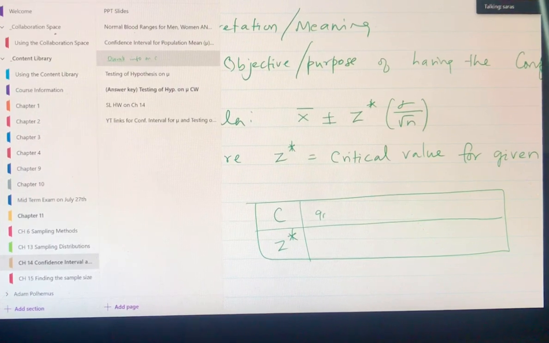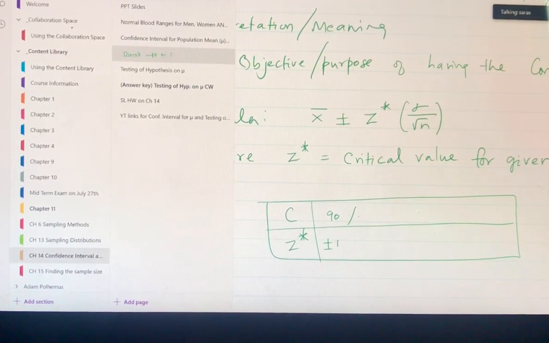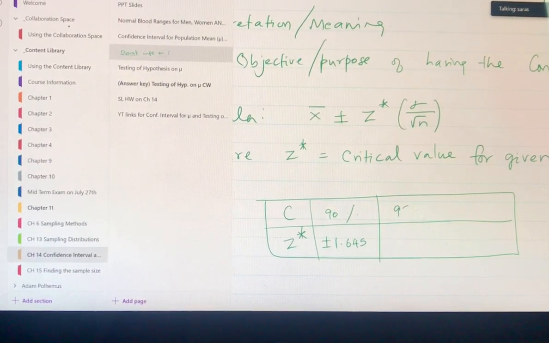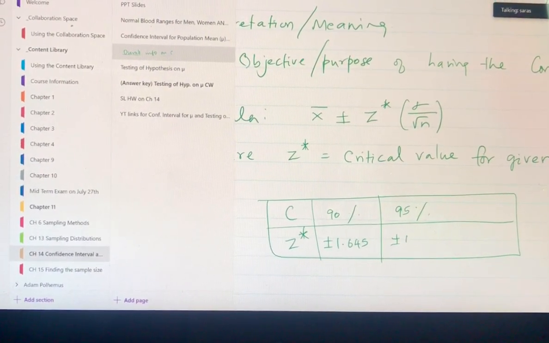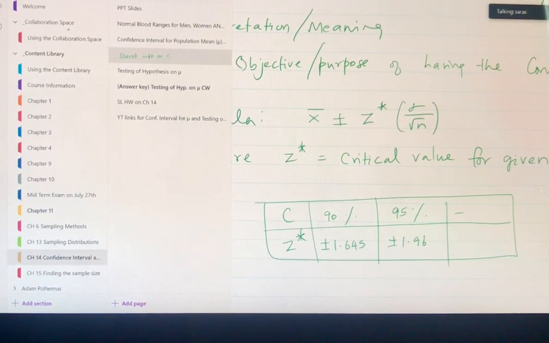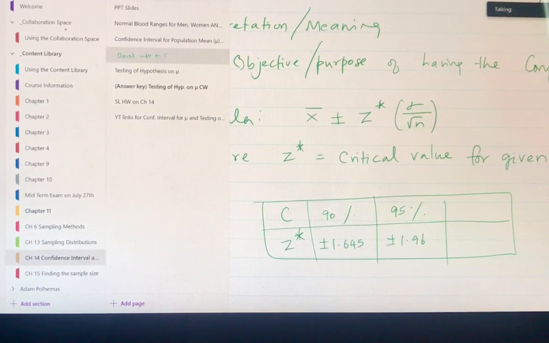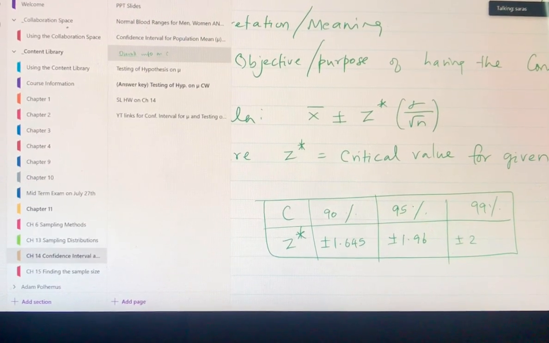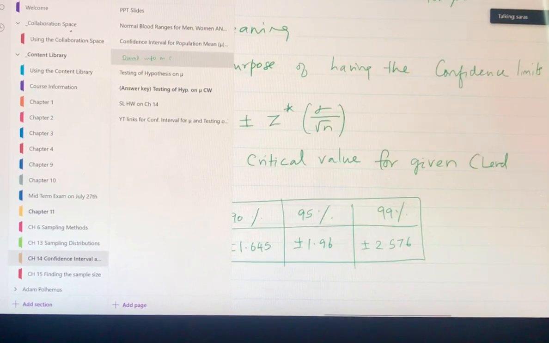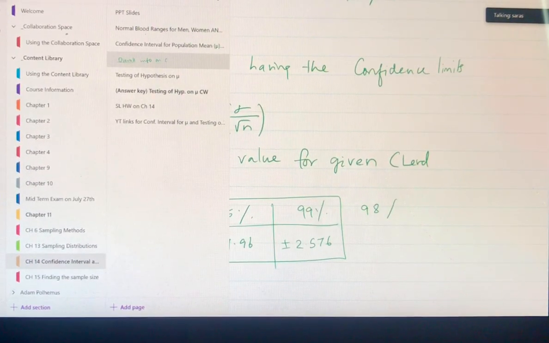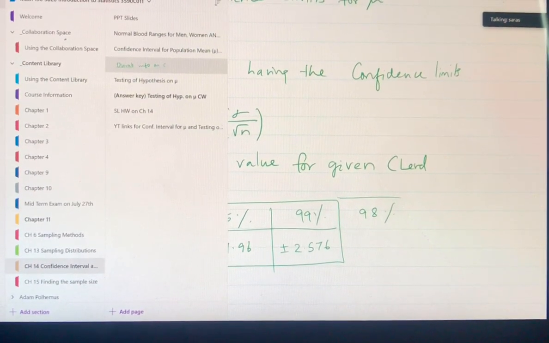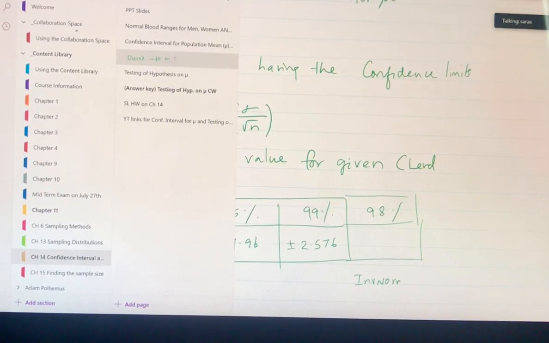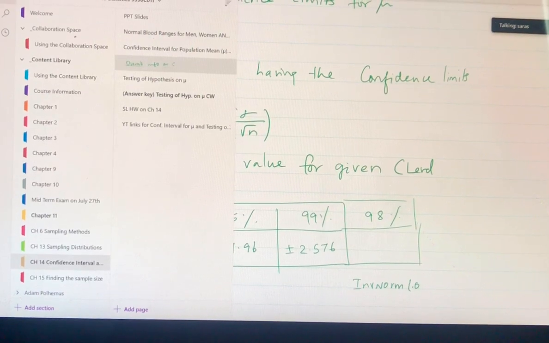So if it is 90%, it is plus or minus 1.645. If it is 95%, the number is plus or minus 1.96. And if it is 99%, it is going to be plus or minus 2.576. Or say, for example, 98%, so I am going to be working on inverse norm. I'm left with the 2%, so inverse norm 0.01 enter.